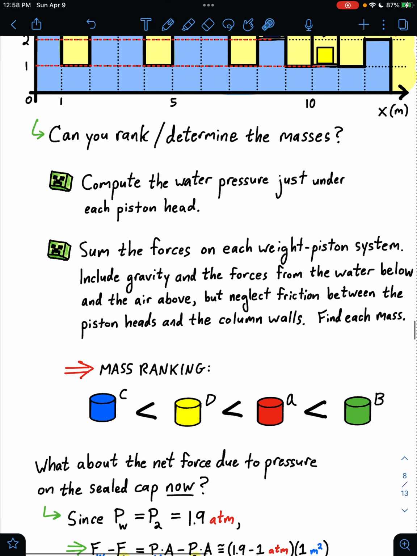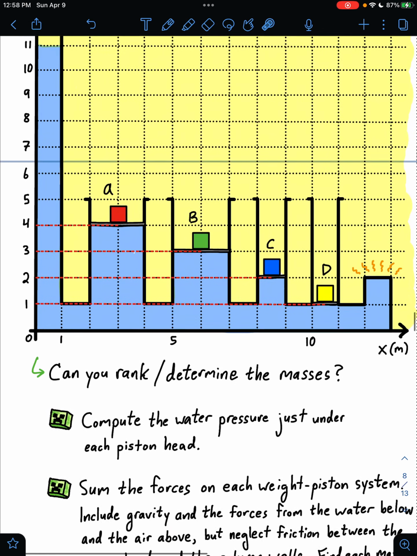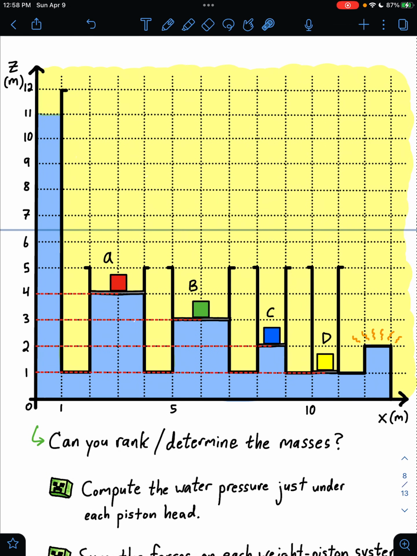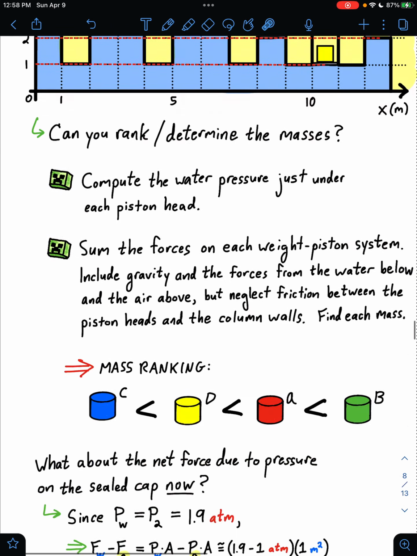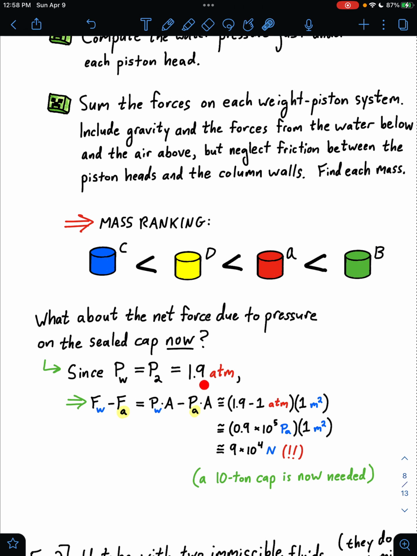Okay, so with that result, we can now ask about the net force due to pressure on the sealed cap now. With this column of water all the way up here, what's the new pressure right there? So we would note that the water pressure just underneath that cap will be the same as the water pressure just underneath C, same as the water pressure over here at 2 meters above the bottom. So the water pressure is the same as the pressure at Z equals 2, so that's 1.9 atmospheres.